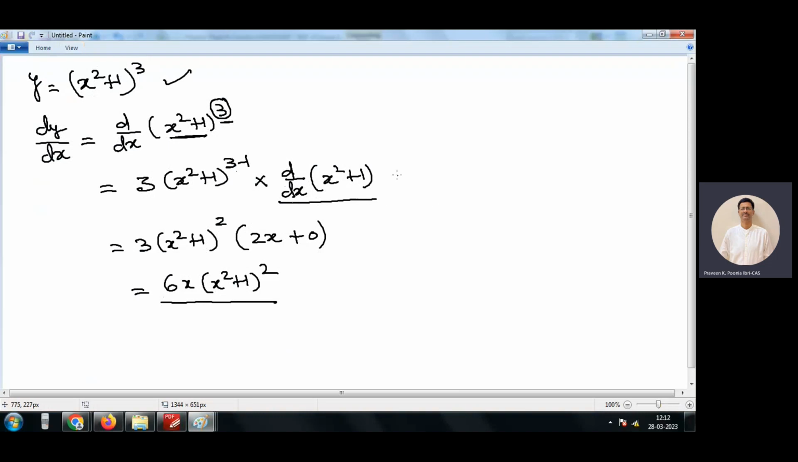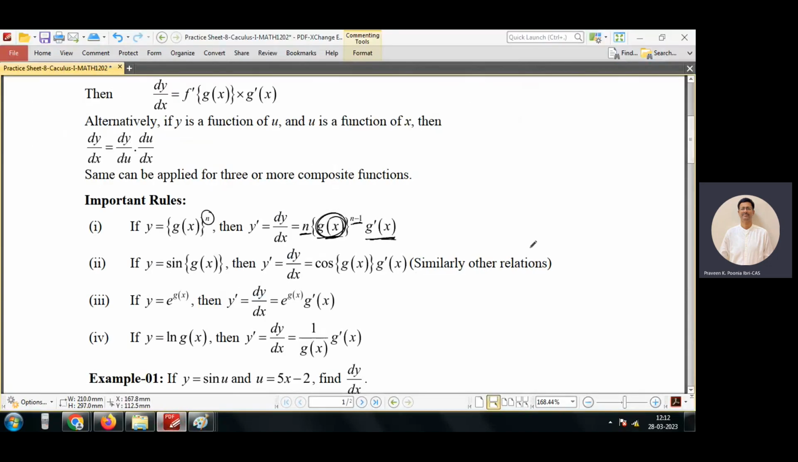So this is how you need to calculate. If there is a function x power 3, directly you can calculate 3x power 2. But if some function is written here, like x square plus 1 power 3, then my dear friends, first you need to calculate the derivative of the power, and then you need to calculate the derivative of the inside function. This is called composition of functions. If we have a function and another function inside, a function of a function, then my dear friends, you need to use the chain rule.